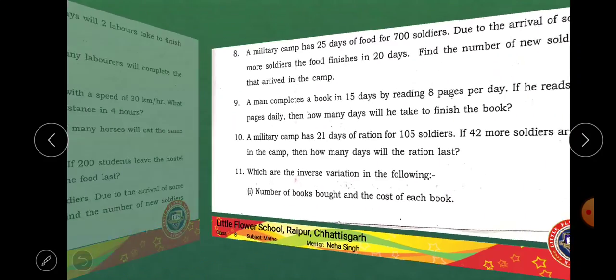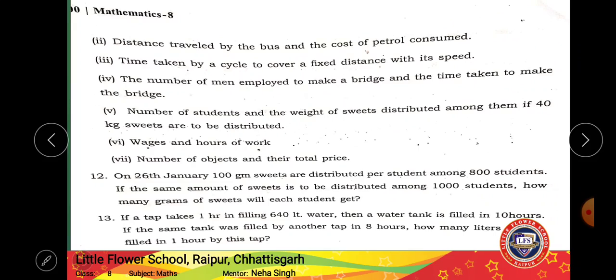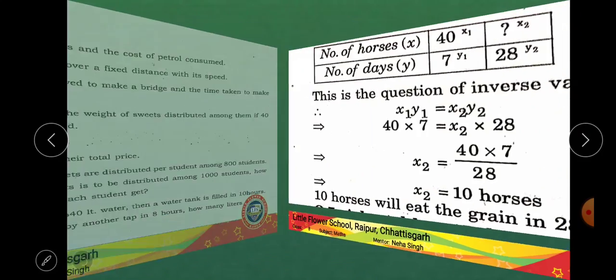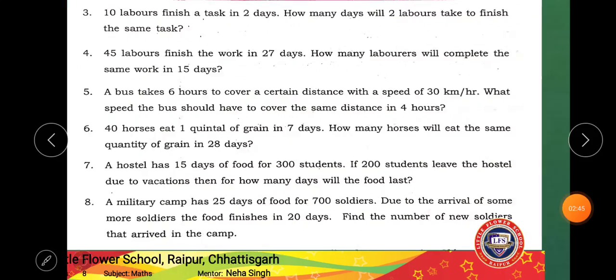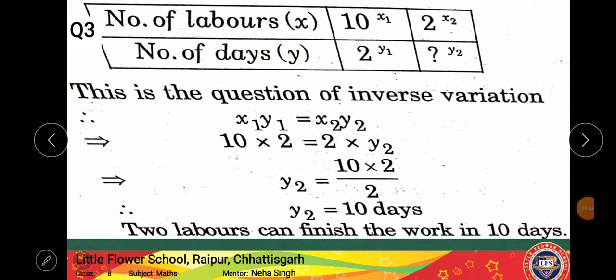So let us see how we are going to solve this. See, we will make 2 columns. First will be number of laborers and second is number of days, right? The number of laborers is 10 and they are completing the work in 2 days. If the number of laborers is 2, we need to find the number of days.